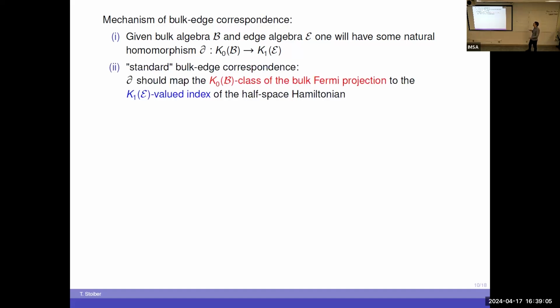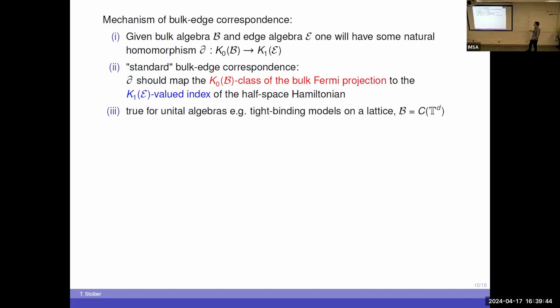And then the way this should relate to the actual Hamiltonian is that this map should be such that it maps the class of the bulk family projection to some kind of K1 of E valued index of the half space. So what this means is that you have a gap in the bulk, but if you go to a half space, then this gap gets filled whenever this index is non-zero. So this is basically the topological invariant which classifies the edge modes that cause the bulk gap to get filled.